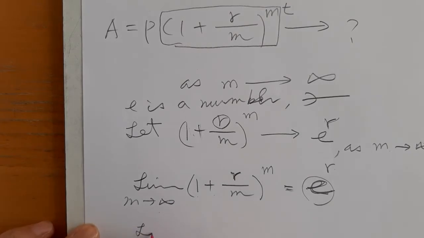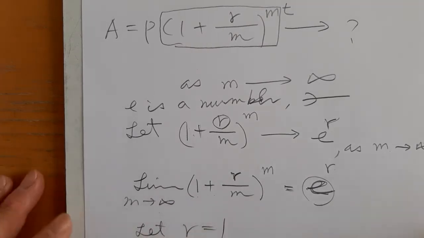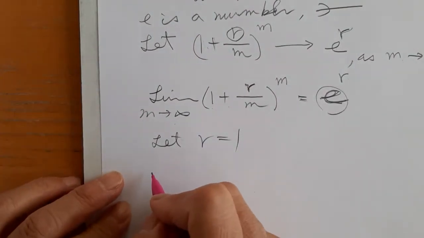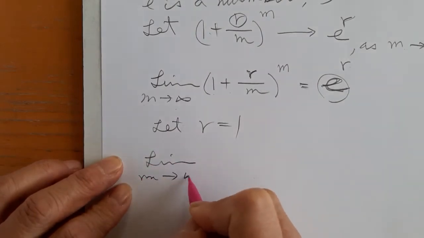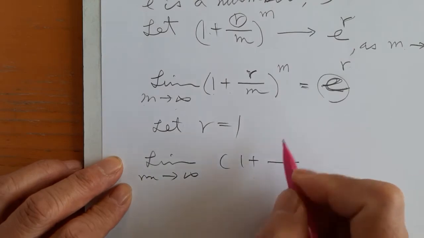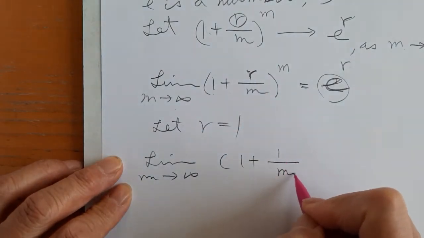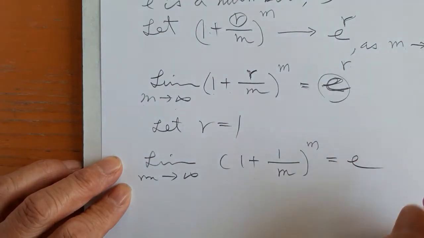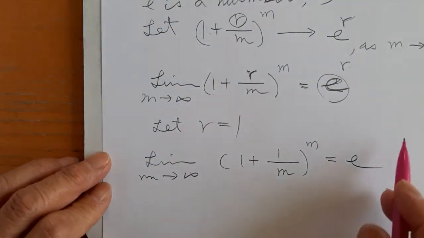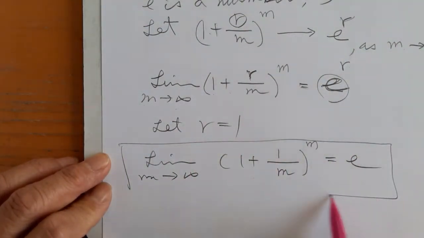Now you let r equal 1. If you let r equal 1, you get the limit as n approaches infinite of 1 plus 1 over n, which equals e to the power 1, since r is 1. That's the definition of e.